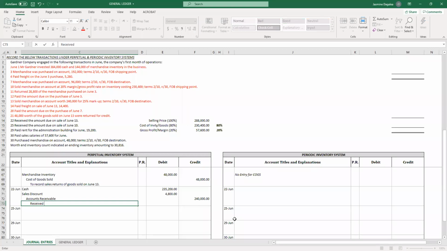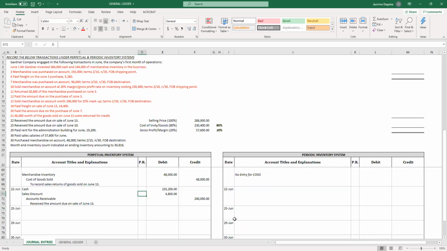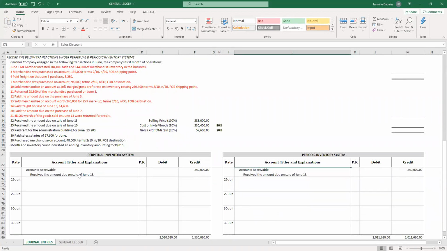Huwag niyong kalimutan ha. Pag sinabing binayaran kayo, huwag niyong kalimutan i-work back niyo yung problem kung may return kayo. I-check niyo pag may discount. Okay? Receive the amount due on sale of June 13. So, under periodic, ano yung entry? Same lang, ma'am. Sa purchase lang kayo magkaiba. Okay? So, done na tayo sa June 22.